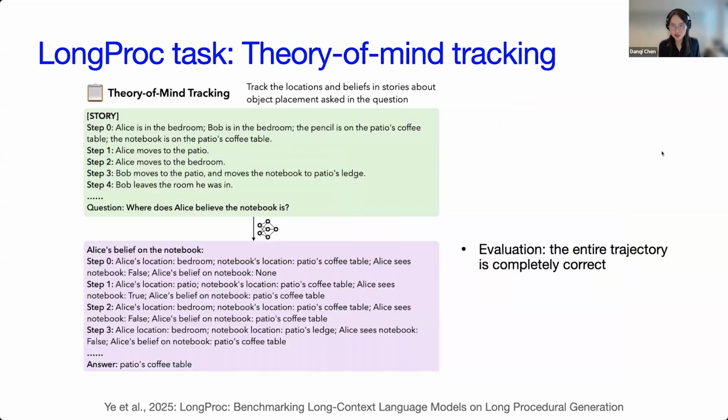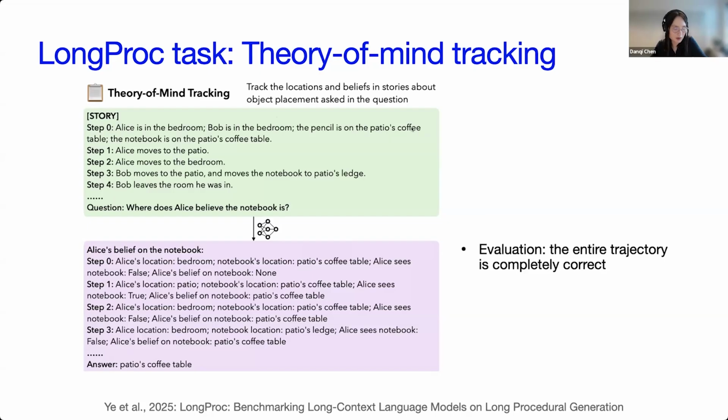And then next, let's look at a more interesting task called theory of mind tracking. Here there's a story about a bunch of people and a bunch of objects. We want the model to track the location of each person at every single step, where every object is placed after every step, and also the person's belief about where an object is placed. For example, at step 0, Alice is in the bedroom, Bob is in the bedroom.